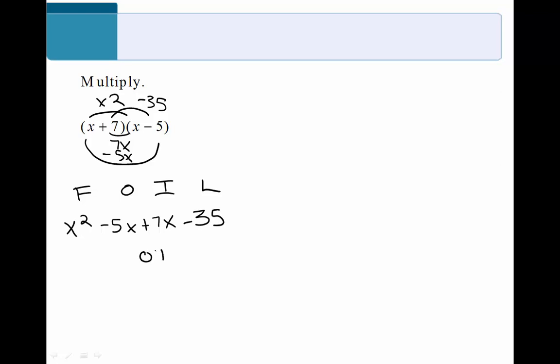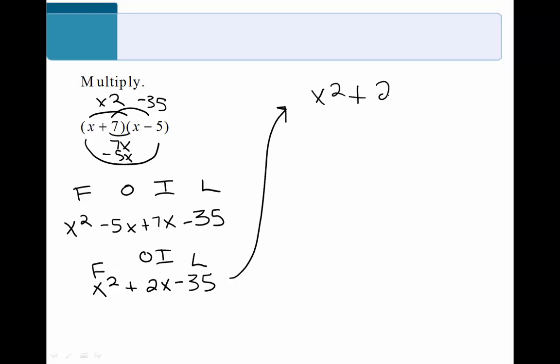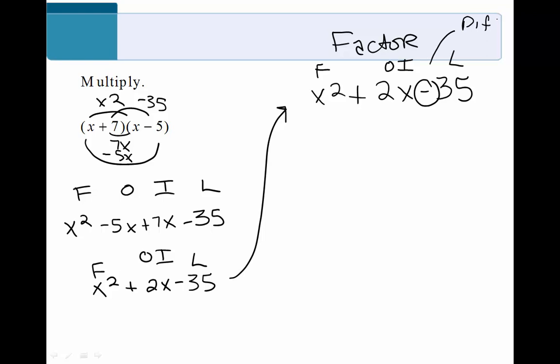Our outer and our inner combine. Negative 5x and 7x is positive 2x. Drop down your negative 35 and your x squared. So your x squared is your F, your negative 35 is your L. So now, Unit 3, we're factoring x squared plus 2x minus 35. You recognize this is your F, and this is your L, and this is your O and your I. You look down here and you see that this is negative, so you know down below your signs have to be different. I'm just going to put DIFF for different, okay?